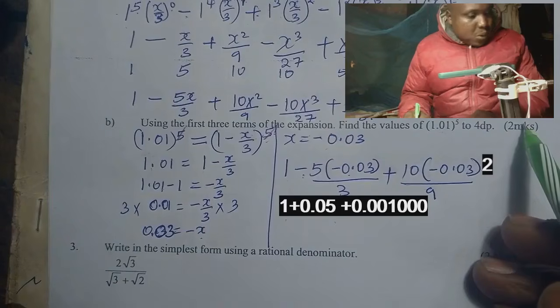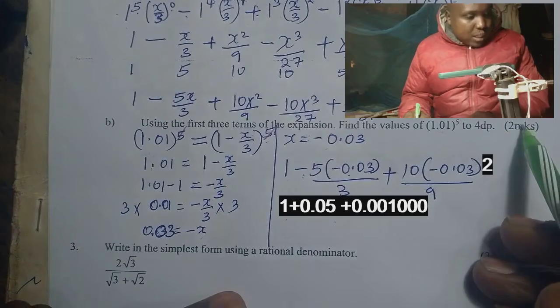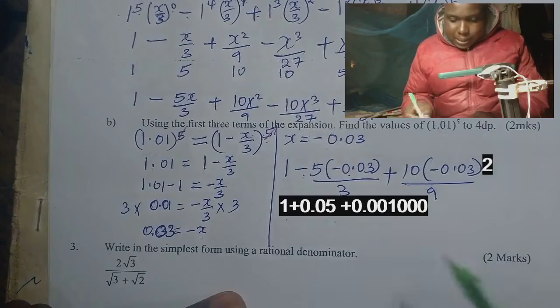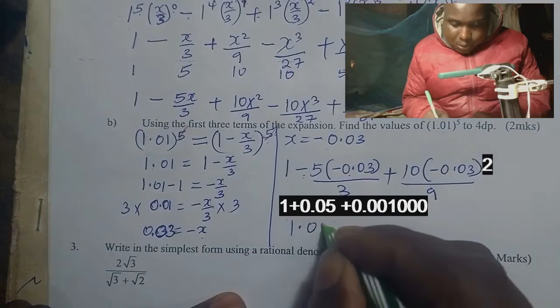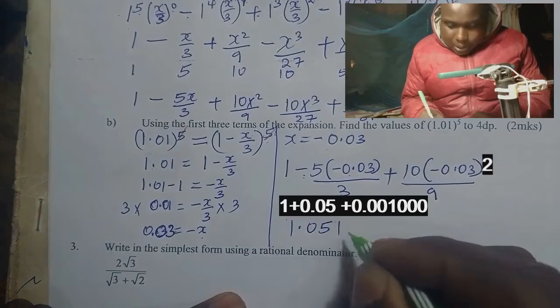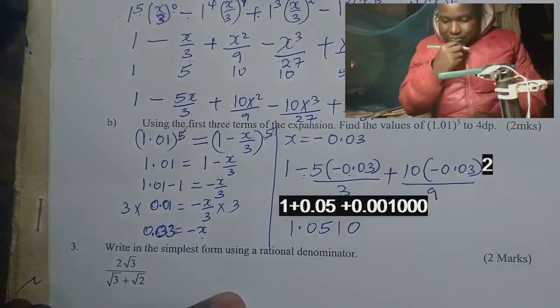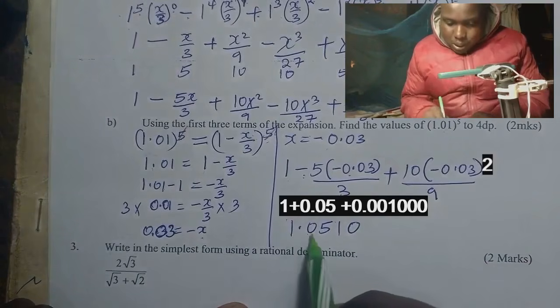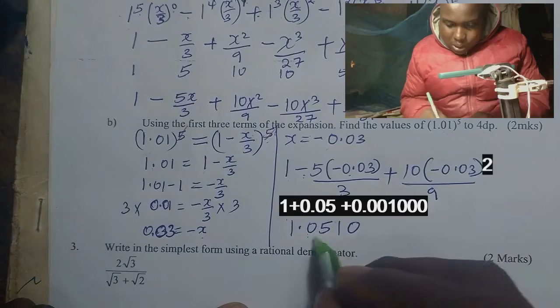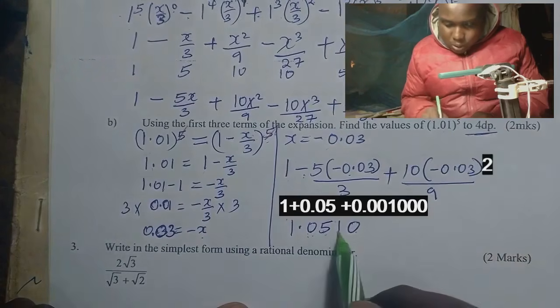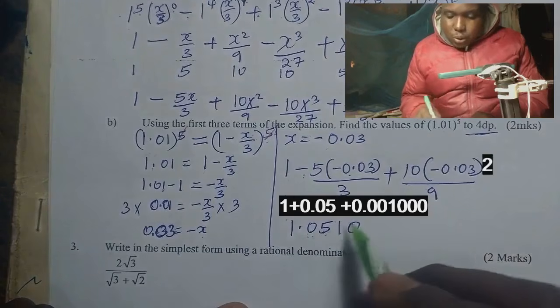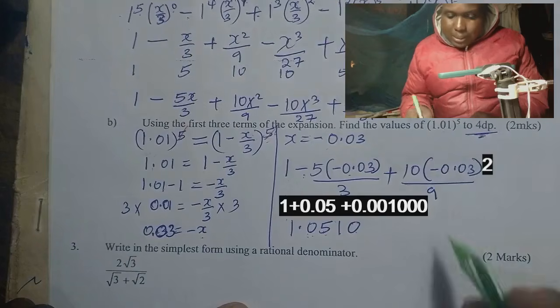Then you were asked to round to 4 decimal places. So you add that and you find it is 1.0510. 4 decimal places: 1, 2, 3, 4. So you add a 0 to make sure it is 4 decimal places.